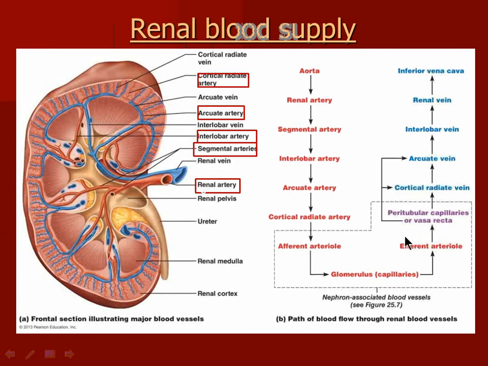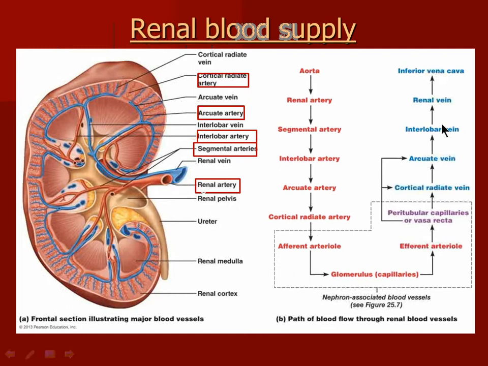Now let's look at renal blood supply, and this is important because remember the function of the kidneys is to filter the blood to form urine. In order to filter the blood you need to have blood vessels, and those blood vessels somehow must connect with the structural and functional units of the kidney. So let's look at the renal blood supply.